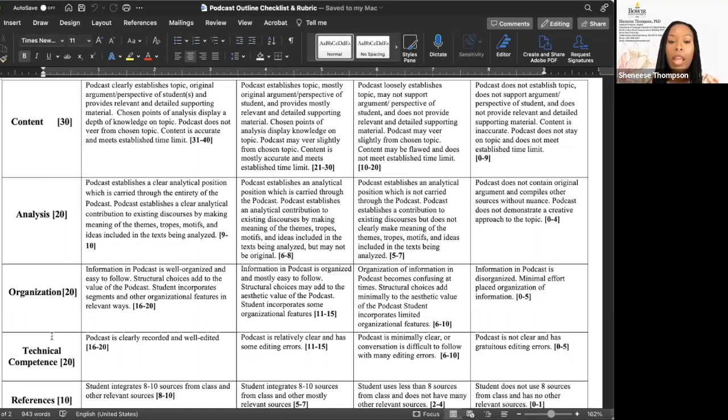So I do hope that my discussion of this rubric and the assignment itself, in terms of how I structured it, does help even for other disciplines in terms of my rationale.